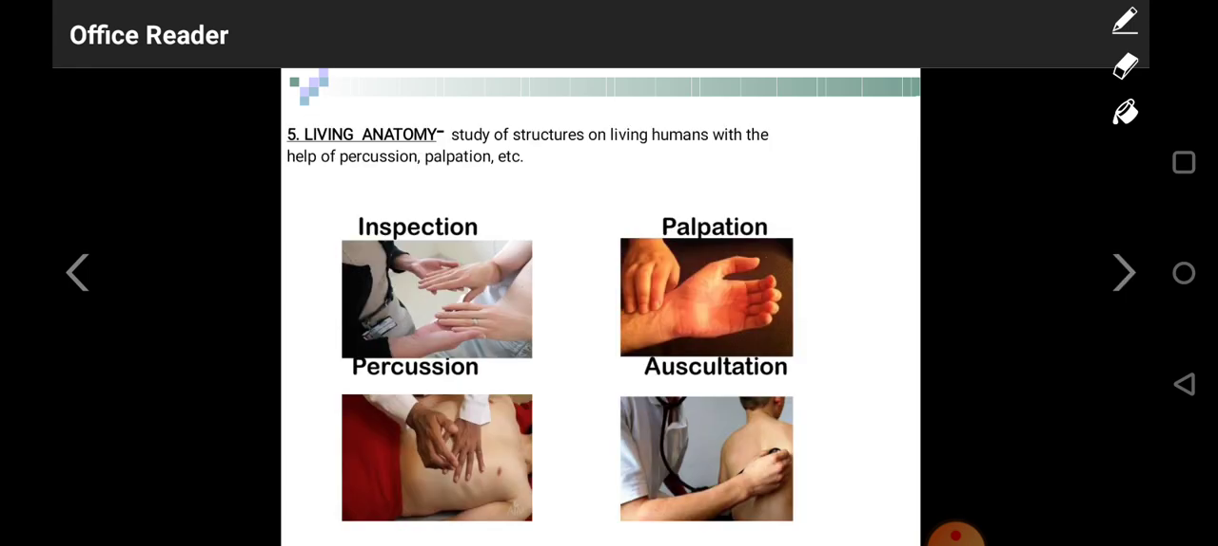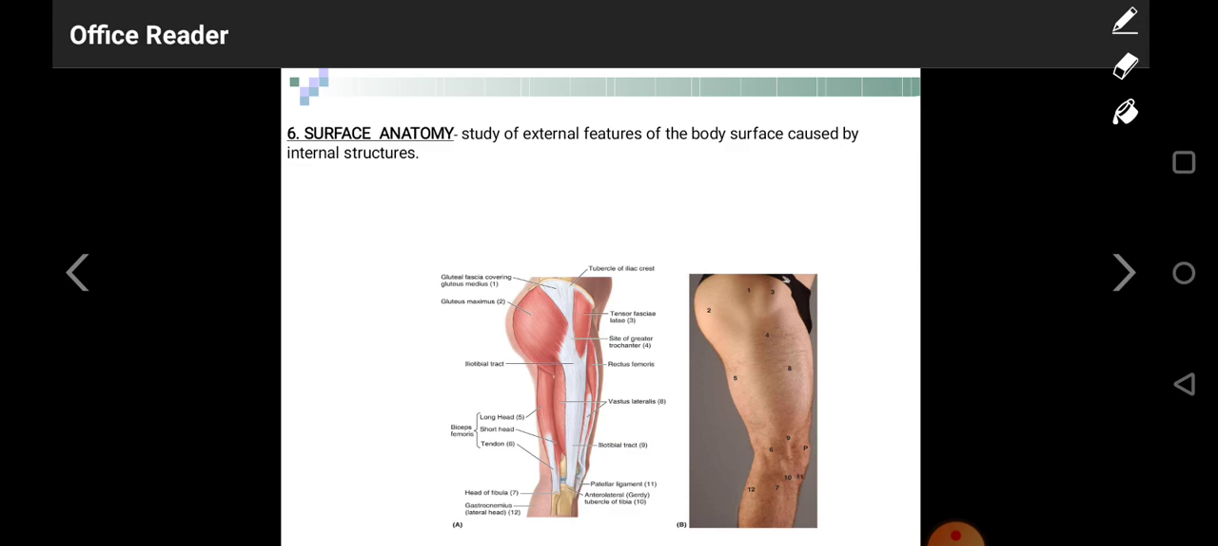In living anatomy, the study of structures on living humans with the help of percussion or palpation is done. Surface anatomy is the study of external features of body surfaces caused by internal structures. In the diagram we can see the surface impressions of gluteus maximus and the gluteal fascia covering the gluteus medius, then tensor fascia lata, which are clearly visible.